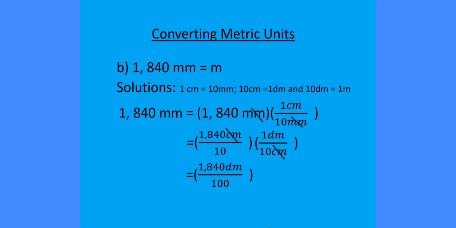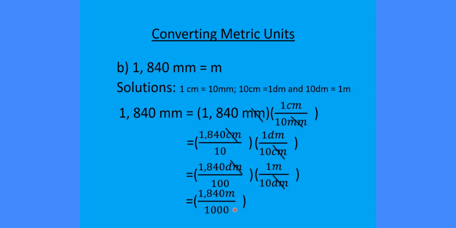Then we will multiply again by another ratio, which is 1 meter over 10 decimeters. Cancel the unit, decimeters. The unit remaining is meter. Then multiply both numerators and both denominators. The result is 1840 over 1000. Then copy the remaining unit.